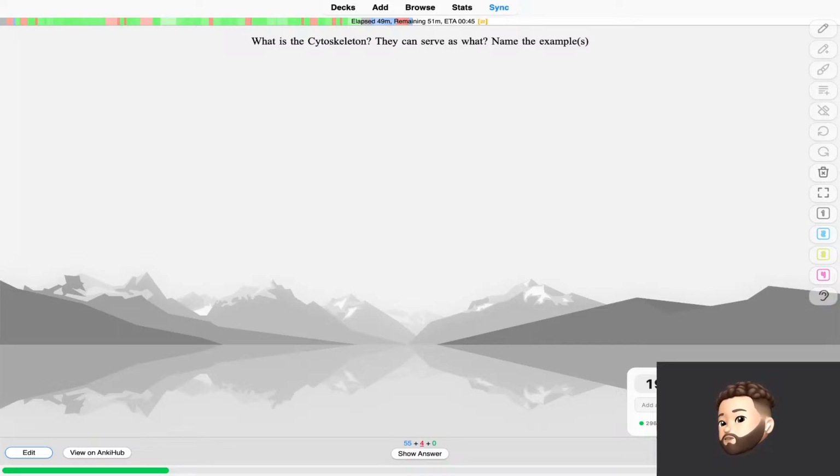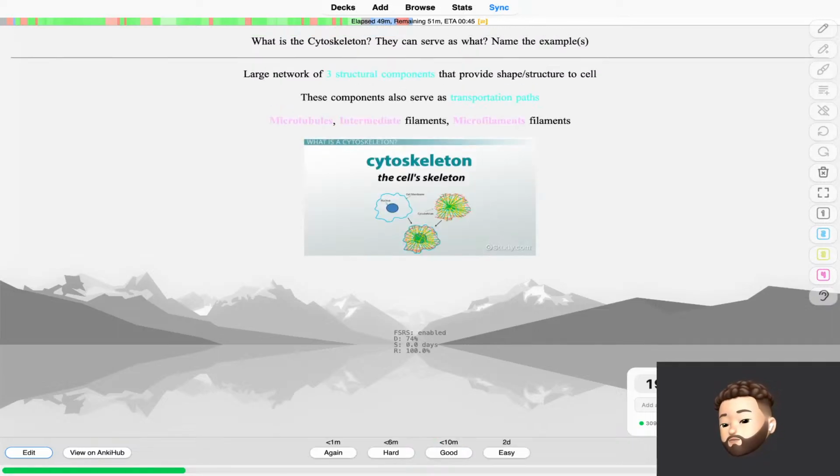What is the cytoskeleton? The cytoskeleton is the network of three structures that provide shape or structure in the cell. These can serve as transport pathways. The examples are microfilaments, microtubules, and intermediate filaments. Network of three structural components. Okay.